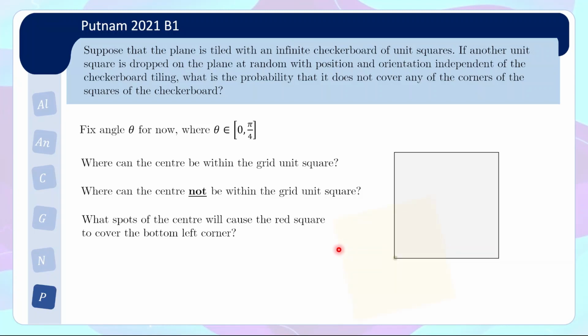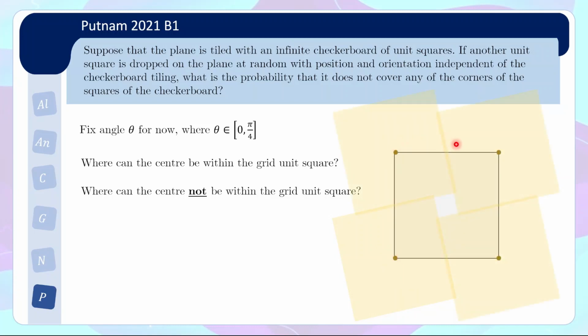Well, to answer this, we'll put a copy of the unit square oriented at our fixed orientation, centered at the bottom left corner. Then I claim that if the red center lies in this yellow square, then it will cover the bottom left corner. This is actually by a symmetric relationship between the yellow and red square. So in other words, the yellow square gives the forbidden region for the red square because it will cover the bottom left corner. We can do this for each of the corners by putting a copy of the unit square at the fixed orientation at each of the corners.